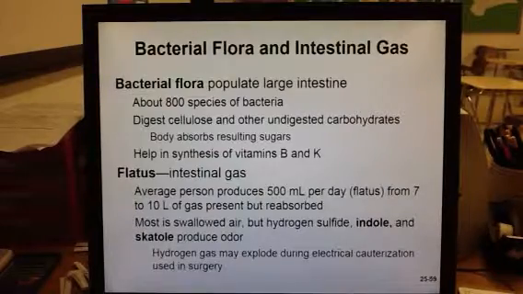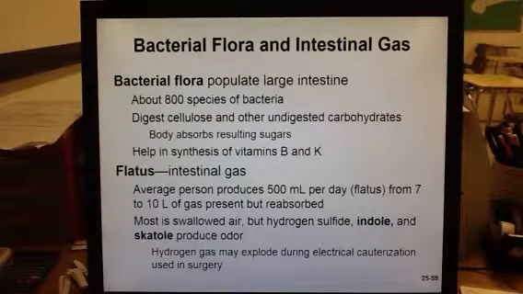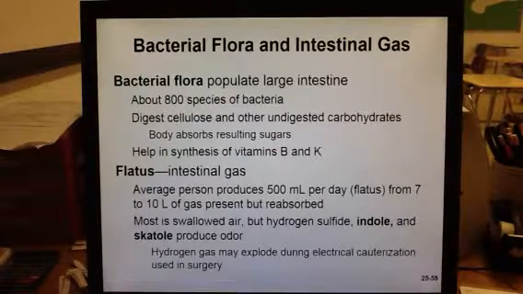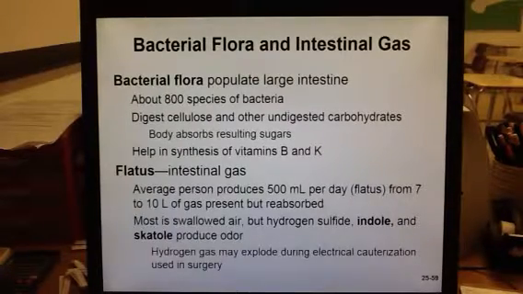800 species. Oh my goodness, did you ever know it was that much? We need that bacteria in our large intestine to digest the cellulose and other undigested carbohydrates. We can still be absorbing sugars at this point, but the cellulose doesn't get digested until this section of the digestive tract. This talks a little bit about gas. I'm sure that is intriguing to you, where that gas is coming from and what is producing odor in the gas.